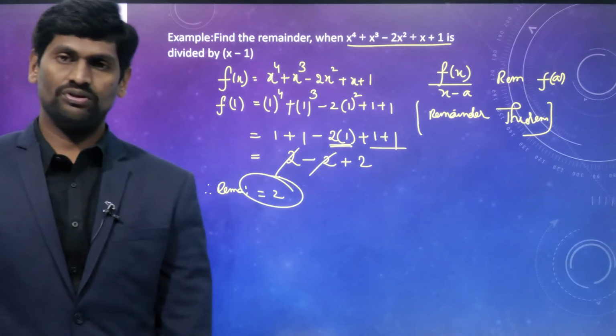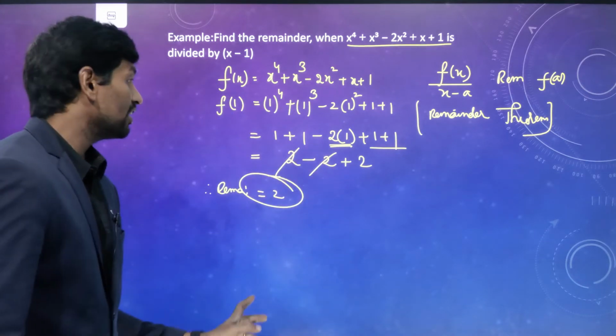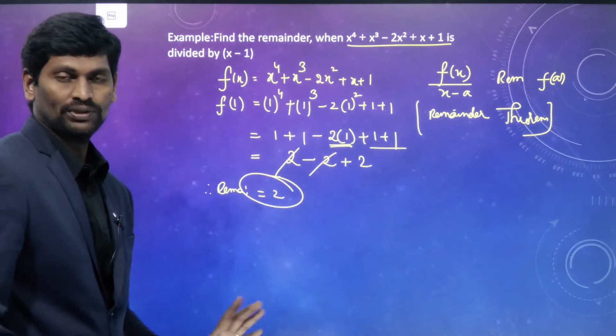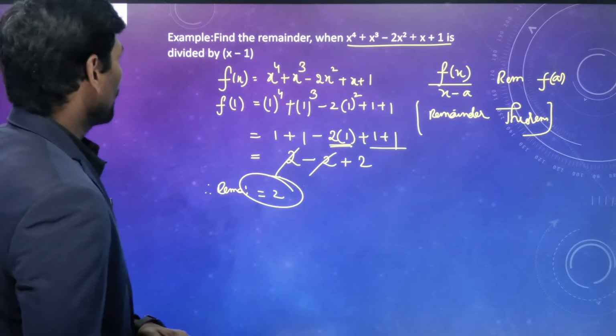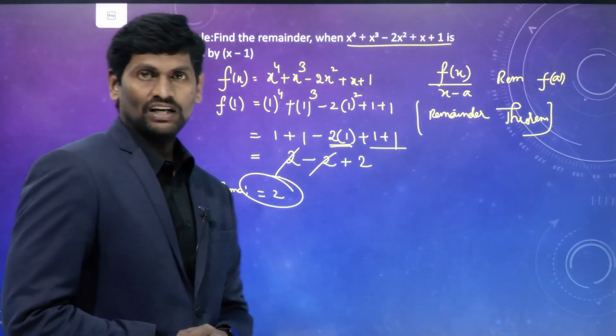Remainder equals 2. Check once. I just substituted the value and simplified it. That's it. I did not do anything else. Special cases: no special cases here. Okay, now let us go to the next question.